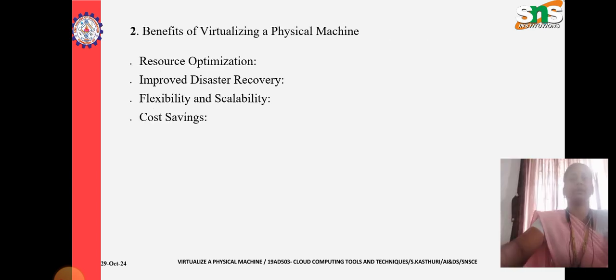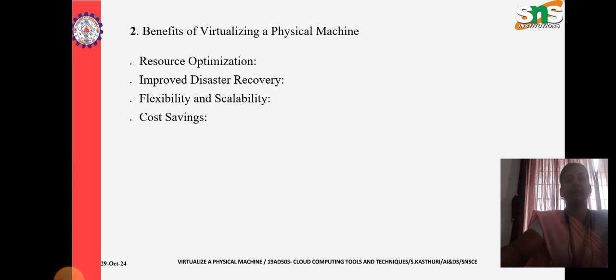So we are going to see one by one. First one is understanding the P2V process. The P2V process involves converting a physical machine's operating system, applications and data into virtual machine format. This enables a physical server to run as a VM on a virtualization platform like VMware, Hyper-V or VirtualBox.